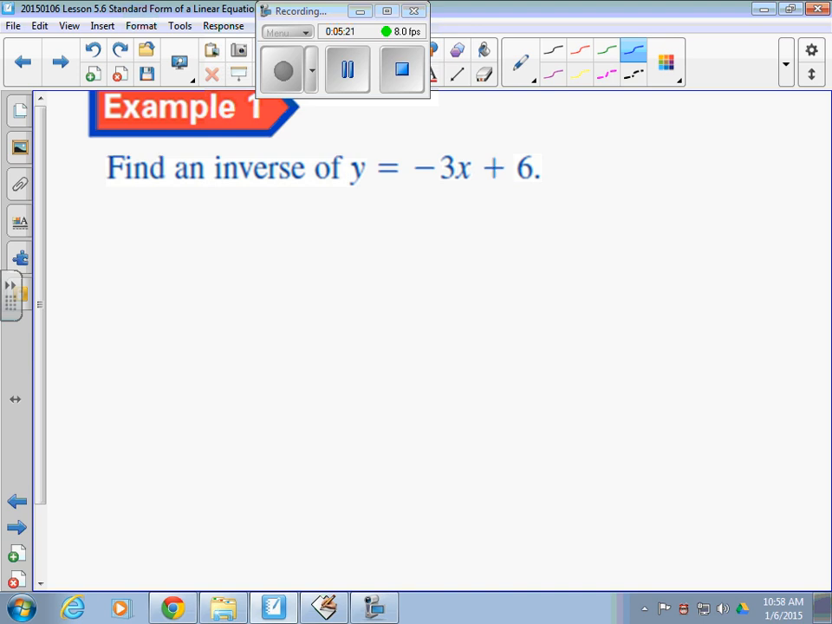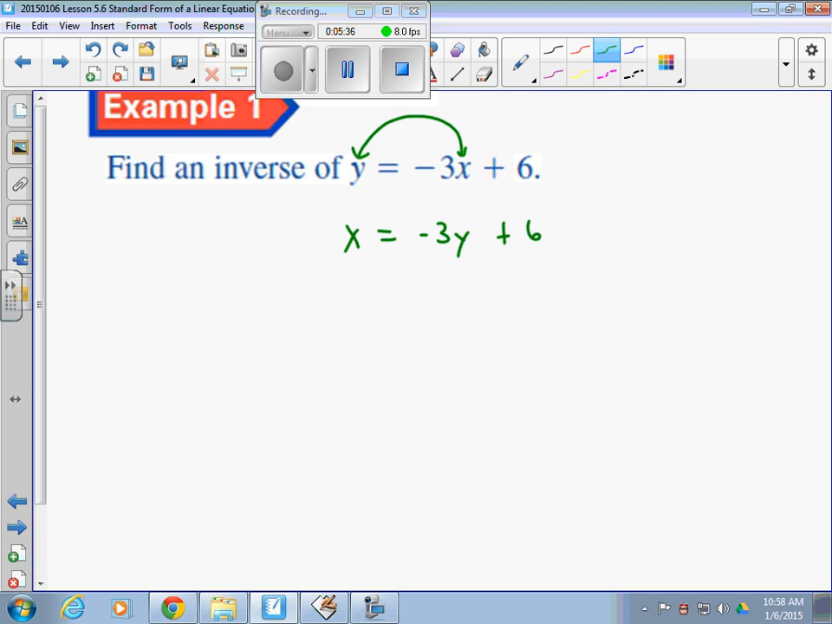All right, everybody, we got y equals negative 3x plus 6. The first thing you want to do is reverse positions with x and y. So you'll have something that says x equals negative 3y plus 6. Once you do that, solve for y.